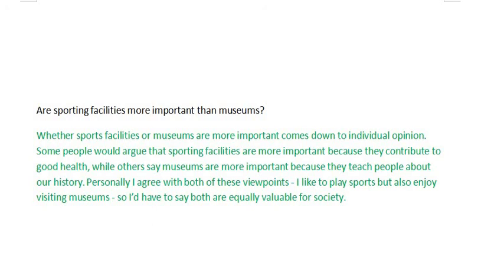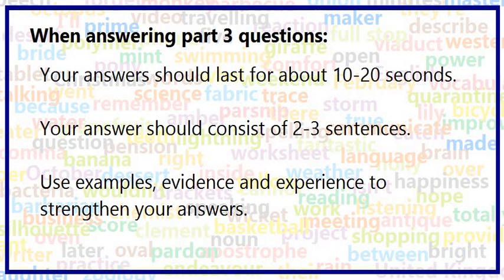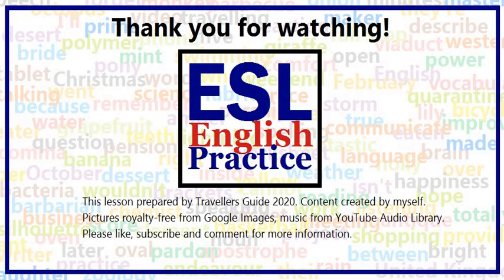So to recap, when answering Part 3 questions, your answers should last for about 10 to 20 seconds. Your answer should consist of 2 or 3 sentences and use examples, evidence and experience to strengthen your answers. This is just a rough guide, and if your answers are longer or shorter, that might be okay. Sometimes though, the examiner will stop you if you're speaking for too long about one question, so try to avoid repeating or unnecessary hesitation. So that's the end of this video about IELTS Part 3 speaking.